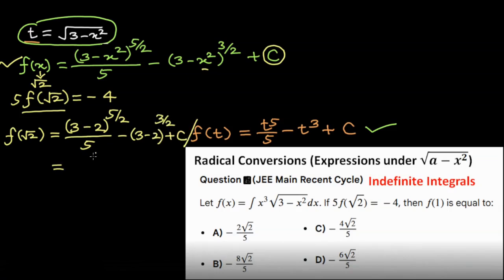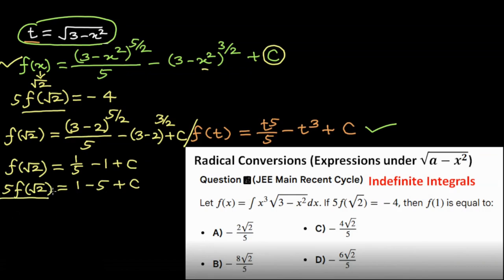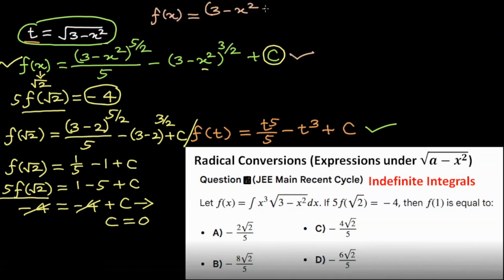1 power 5 by 2 is 1, so 1 by 5 minus 1 plus c. So f(root 2) will be 1 by 5 minus 1 plus c. This value is minus 4 here. So minus 4 equals minus 4 plus c. Cancelling minus 4, we get c equals 0. So from this we get f(x) equals (3 minus x square) power 5 by 2 upon 5 minus (3 minus x square) power 3 by 2 only.